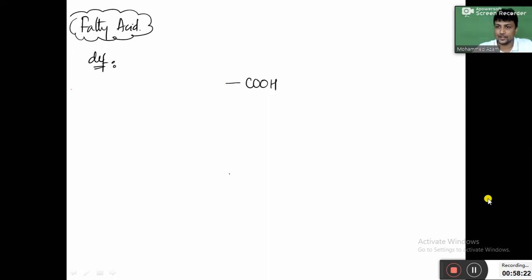First of all, let us start with the definition of fatty acid. Fatty acid का definition पढ़ते हैं, sir. I told you already, fatty acid belongs to which group?